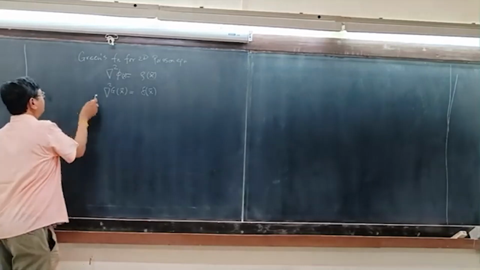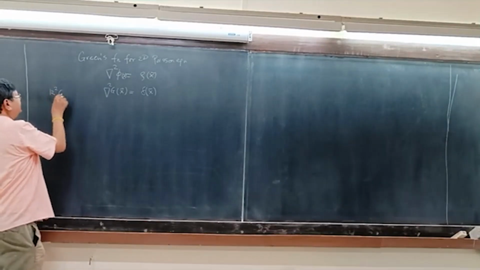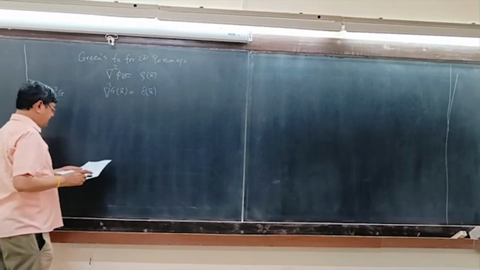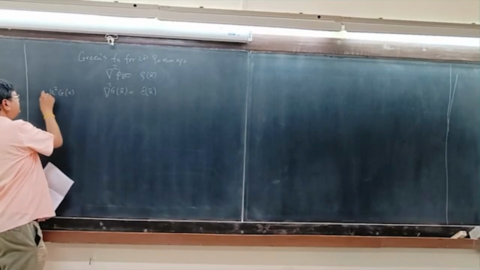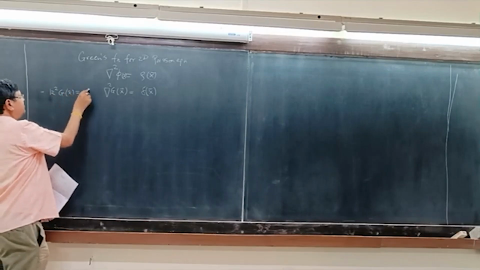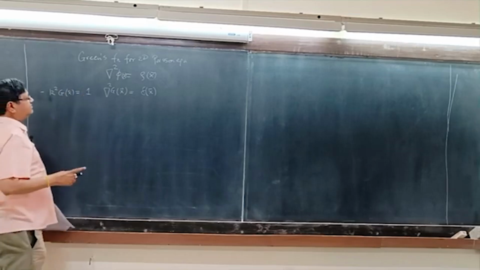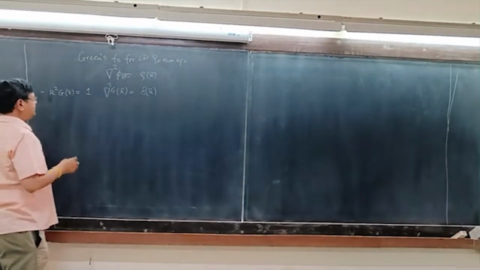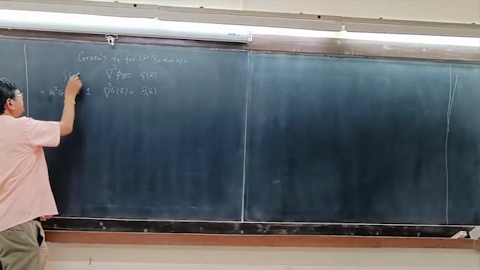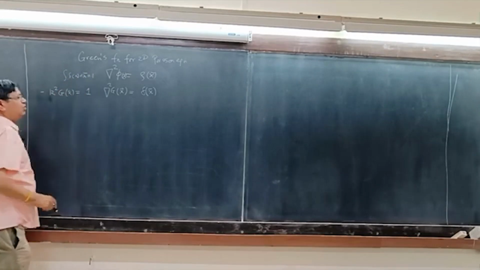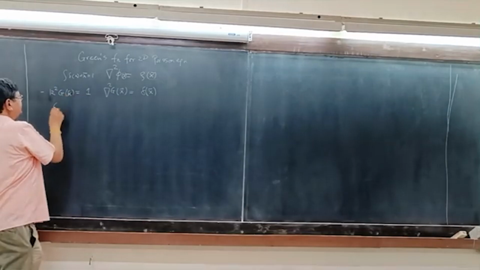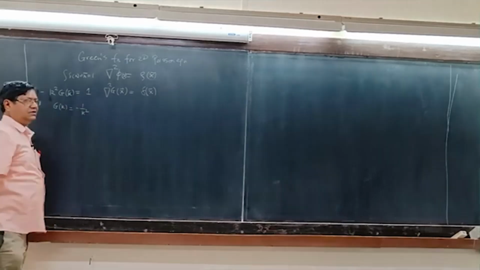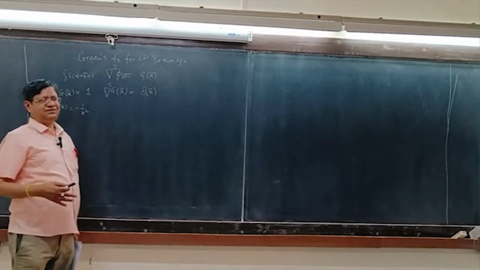So in Fourier space, the Laplacian gives minus k squared. The delta function's integral, a volume integral, is 1. So g of k is minus 1 over k squared. This derivation has been done, but I am repeating it just for revision.